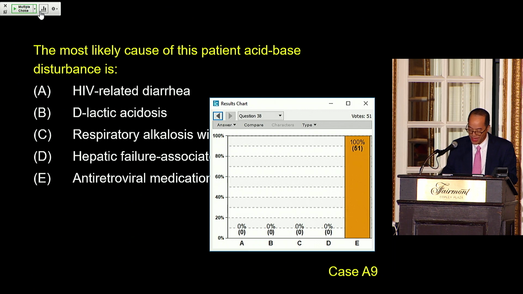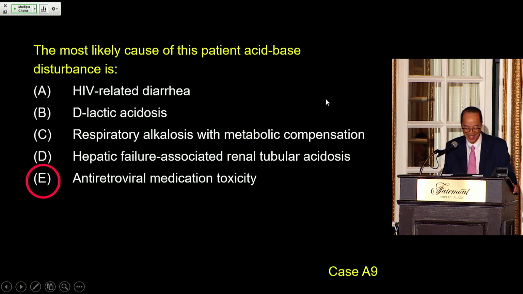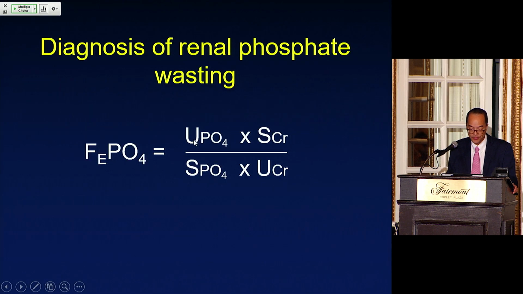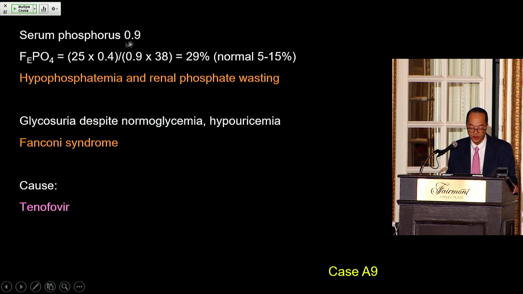Okay, 100%, wow. Let's hope that's the right answer. Yep. So this patient has a non-gap metabolic acidosis, has an inappropriately alkaline urine and hypokalemia. So this could be either a type 1 or a type 2 RTA. But the other clues are the low serum phosphorus, which is due to renal phosphorus wasting. There are several ways of diagnosing it, but I find the simplest is just a fractional excretion of phosphate, normal 5 to 15%. This patient's is 29%.